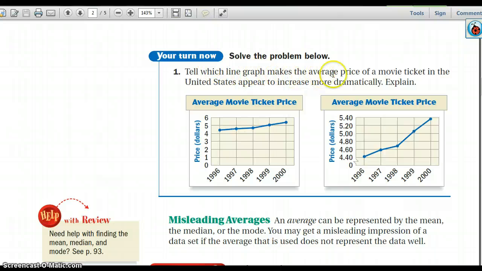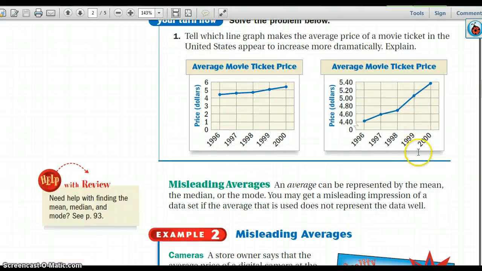Which line graph makes the average price of a movie ticket in the United States appear to increase more dramatically? Which one looks like it increases more dramatically or moves up quick higher? Well, this one here, the increments are in dollars, 0 increments of 1. So from 96, 97, 98, again, this is old data, but we're looking at how the data is portrayed. And it seems like if you go by each year, it kind of moves up slowly.